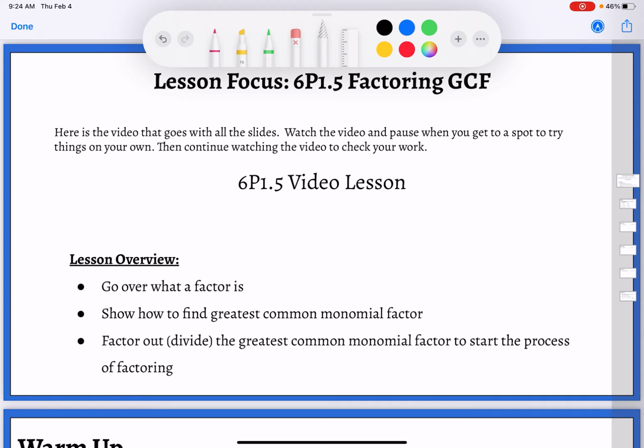So here comes the second half of Unit 6, Part 1. In the first half, we learned how to combine polynomials, how to add, subtract, and multiply. Today, we're going to learn how to undo polynomials.